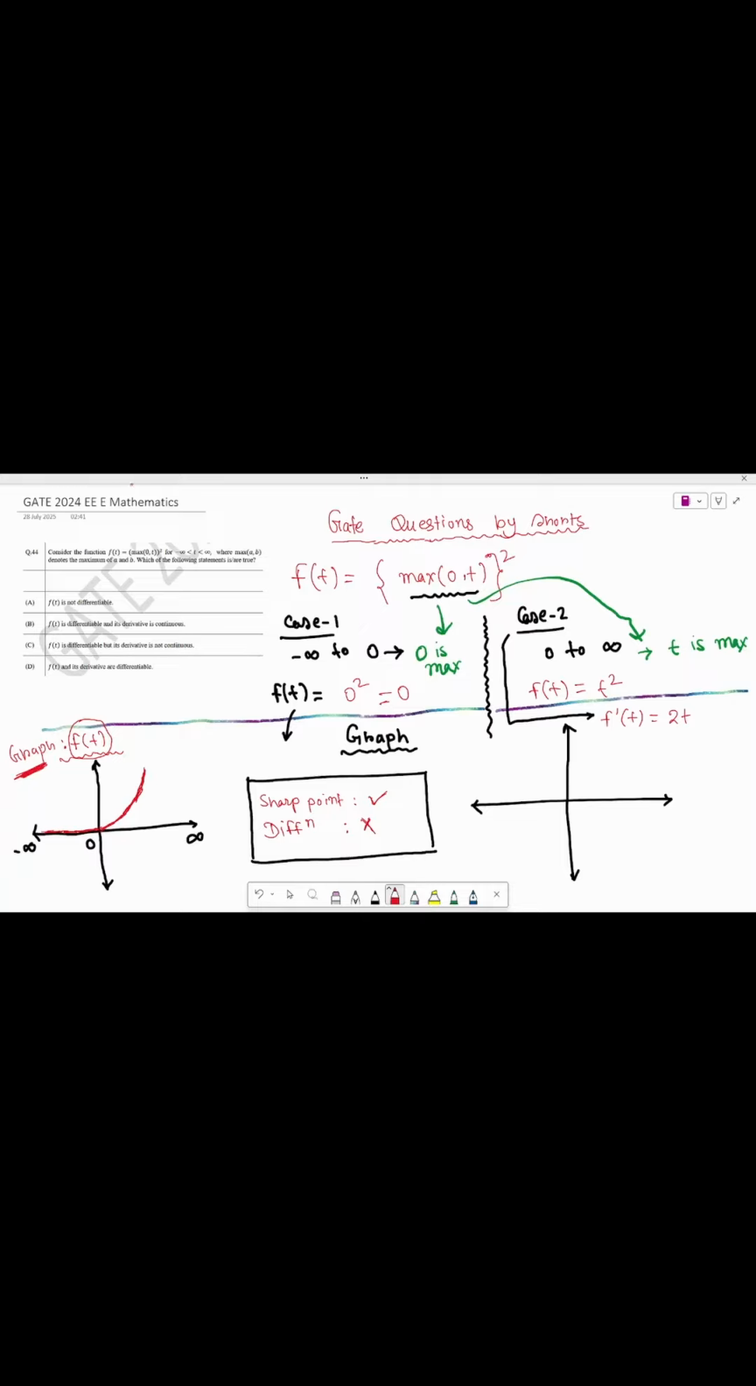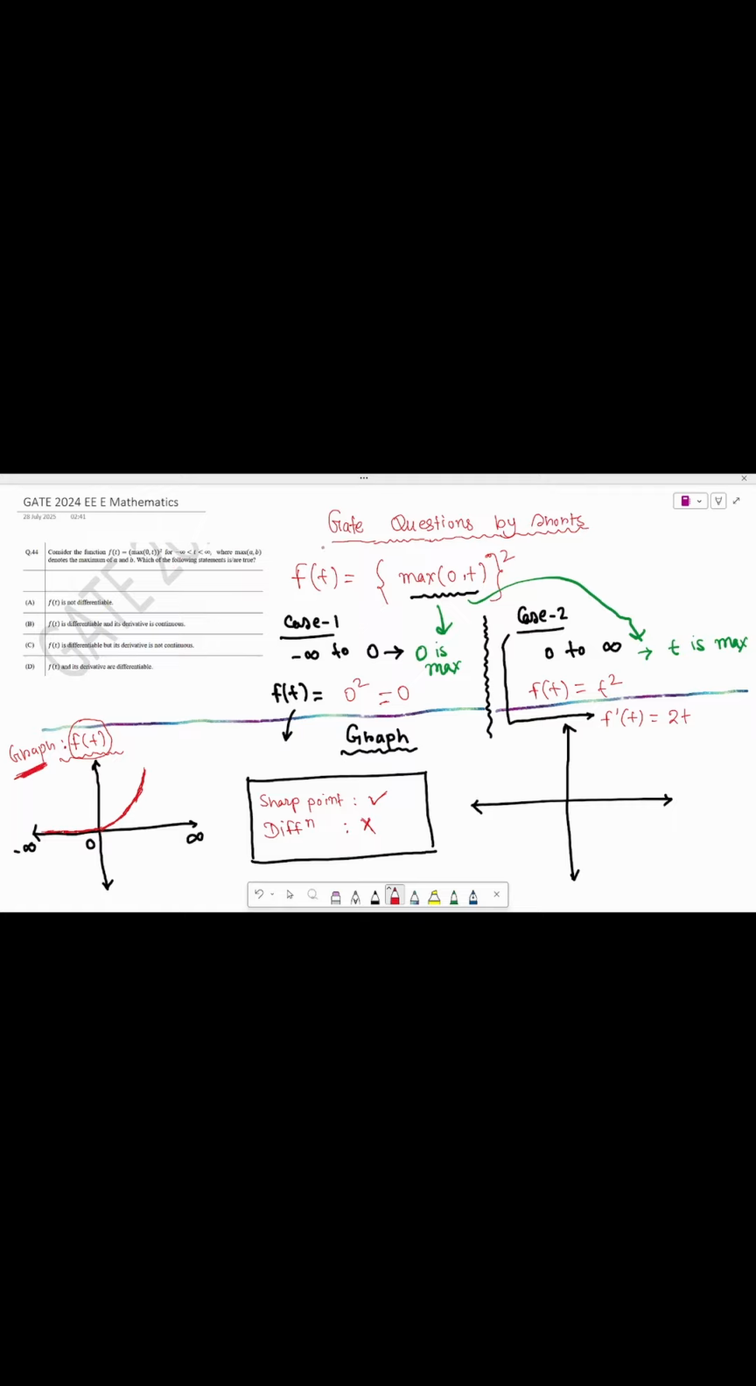Here we are going to launch a series of GATE mathematics questions, just by taking some time from you. Basically, we will solve electrical engineering paper questions of mathematics. So the question is: consider the function f of t, where f(t) is the maximum of 0 comma t, and its square, where t ranges from minus infinity to infinity, and max of a comma b denotes the maximum of a and b. It has been asked which one of the following statements is or are true.